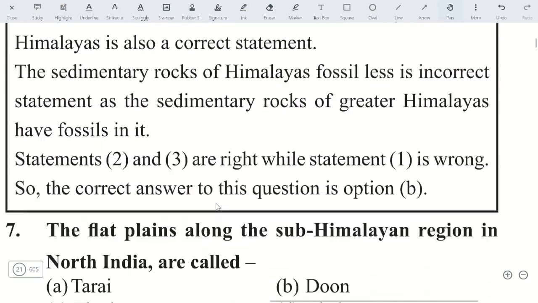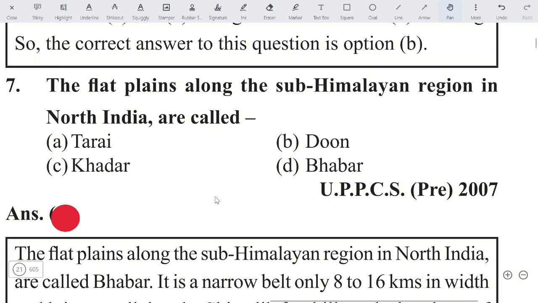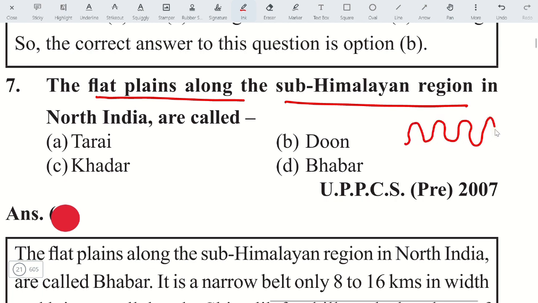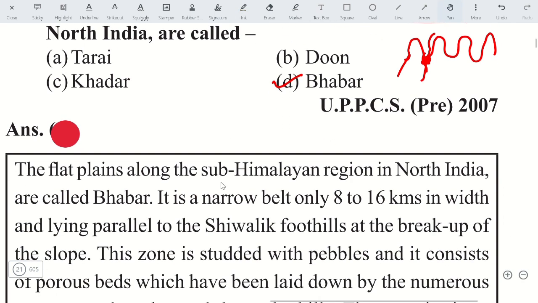Next question. The flat plains along the sub-Himalayan region in North India are called. See, this is Himalaya, the mountain ranges. Rivers come from the mountains, and when they go through the foothills of Himalaya, they deposit alluvial soil, and the river disappears here. This region is called the Bhabar region. Okay, then the answer will be D.